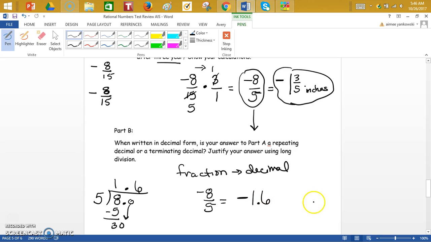Terminating means it ends. You could put a series of zeros after it, but this ends in the 10th place. So this is terminating. That's a terminating decimal. I see 3/5. If I multiplied, this is just another way to check yourself. 3/5. If I multiply top and bottom by 2, I'd get negative 1, 3 times 2 is 6, 5 times 2 is 10. Negative 1 6/10. Yep, negative 1 6/10.